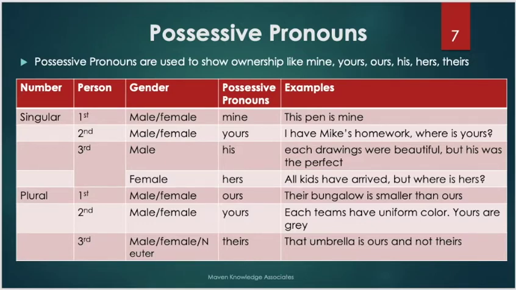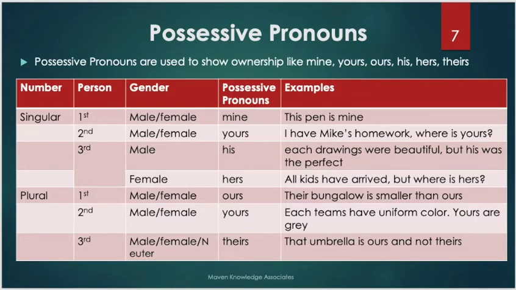In case of female, we will use hers. All kids have arrived, but where is hers? So all kids have arrived, but where are her kids? So instead of saying that, what are we saying? We are saying, but where is hers? So hers is third person, we will use it in case of female.